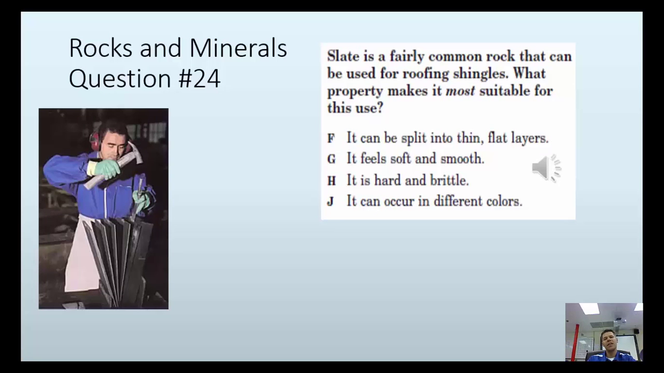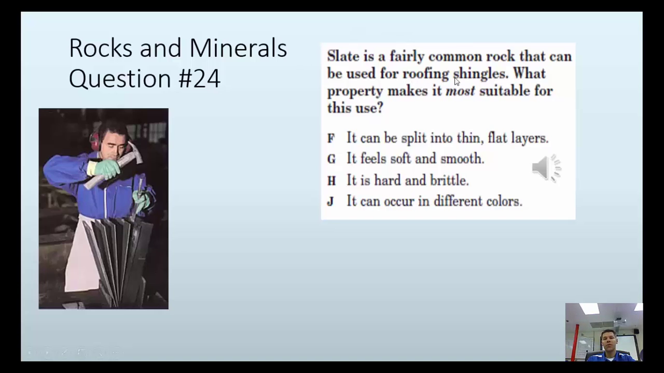Slate is a fairly common rock that can be used for roofing shingles. What property makes it most suitable for this use? Well, if you look over here at the picture, this is a man that works with slate to make roofs. And what he's doing is he's taking this foliated or layered metamorphic rock and he's splitting it along its cleavage plane. And slate splits very, very easily in very flat sheets.